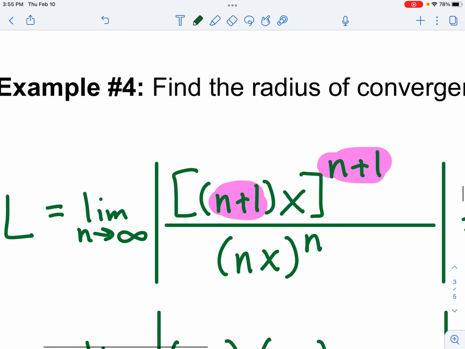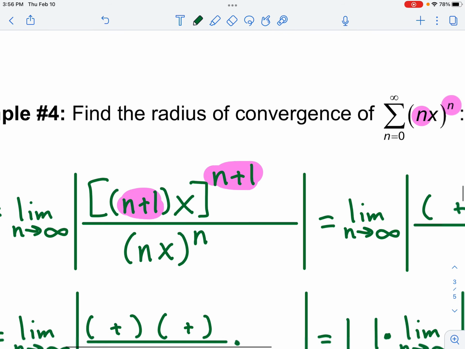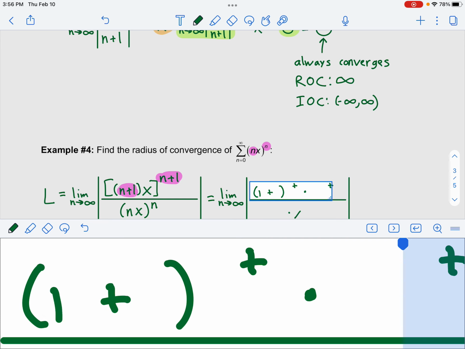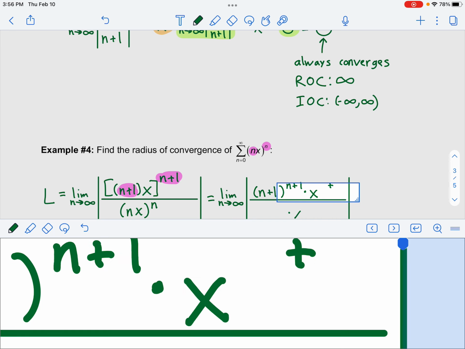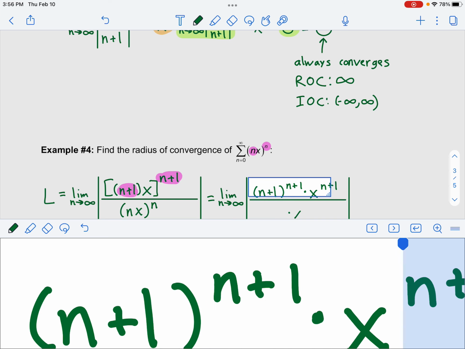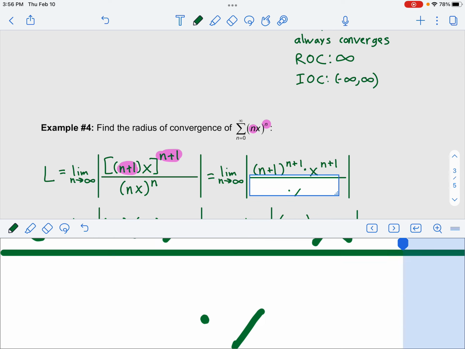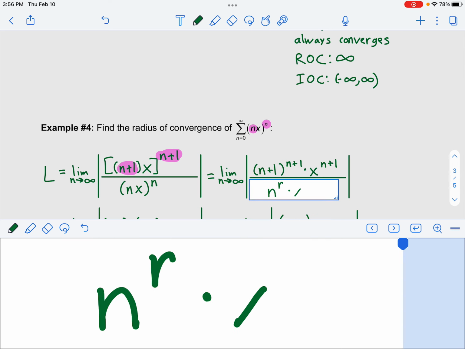So this is the quantity n x to the nth power. Now the good news here is that we have these brackets or parentheses, so everything in the brackets can get this exponent. Same thing with these parentheses down here, they can get their own exponent as well. So I'm going to rewrite this limit as n approaches infinity of n plus 1 to the n plus 1 power times x, which is also going to be to the n plus 1 power. And my denominator is going to be n to the nth power times x to the nth power.